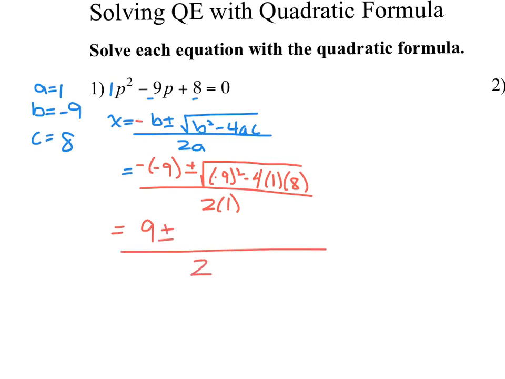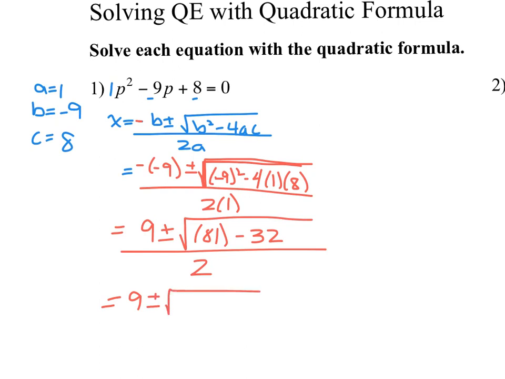Order of operations says that we should do parentheses first. I want you to treat this big square root like a set of parentheses. And when you get in there, the first thing I would do is the exponent. So negative 9 squared is 81. And then negative 4 times 1 is negative 4. Negative 4 times 8 is negative 32. And that cleans up to be 49.